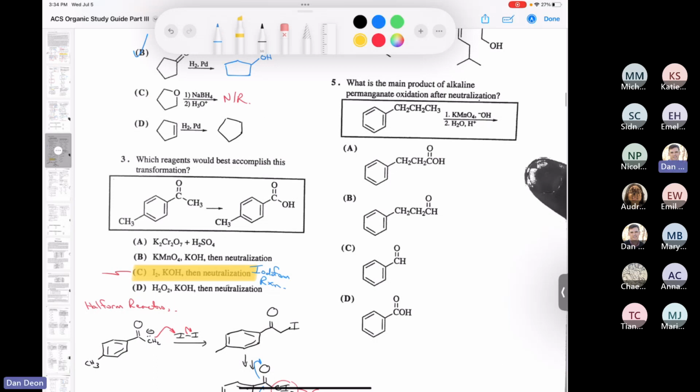Exactly. It's going to oxidize the benzylic position, isn't it? So that you end up with benzoic acid. That's right, Tiana. That's the correct answer, benzoic acid.